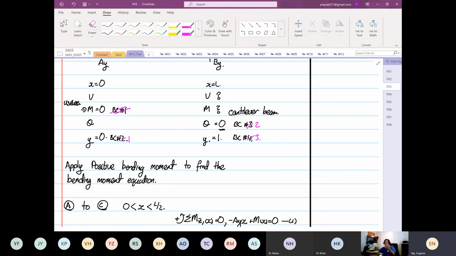Do I need more? We don't know yet, because this question is very different from the previous one. In the previous one, we wanted to find the deflection and the slope. For this case, we only want to find the reaction at AY and sketch the moment diagram. So for now, I don't know whether I have enough boundary conditions yet, so we have to move on.